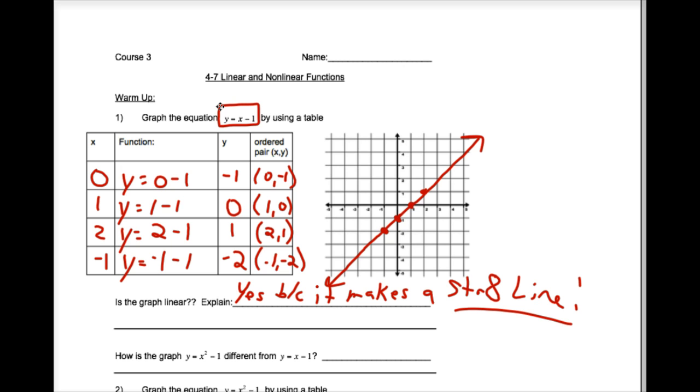Okay? Do you guys think you'd be able to tell if it wasn't linear? Yes. What would happen with the points if it was not linear? It would be curved. It wouldn't make a straight line. It wouldn't line up. Let's watch what happens here.